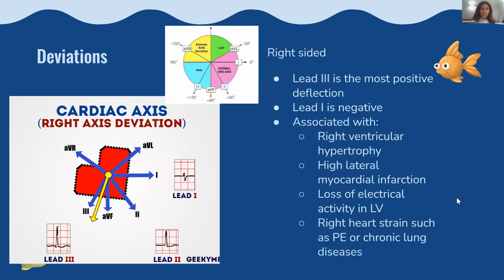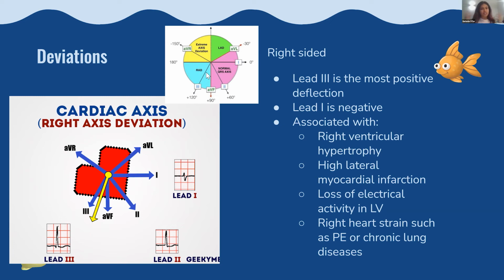So similarly, we'd see that with right-sided deviation. Lead 3 is the most positive deflection we're seeing out of all of these here, and lead 1 is negative. So very similarly, lead 3 would stay positive, lead 2 would stay positive, but instead of lead 1 being positive here, we'd actually see it going the other way. Even if it's not to the extreme of the other ones, it would still be going more in this direction, and all of those arrows would average out to that direction instead of what it usually would be, which is downwards towards the left. And as you can see in this diagram, that falls within the right axis deviation sector.